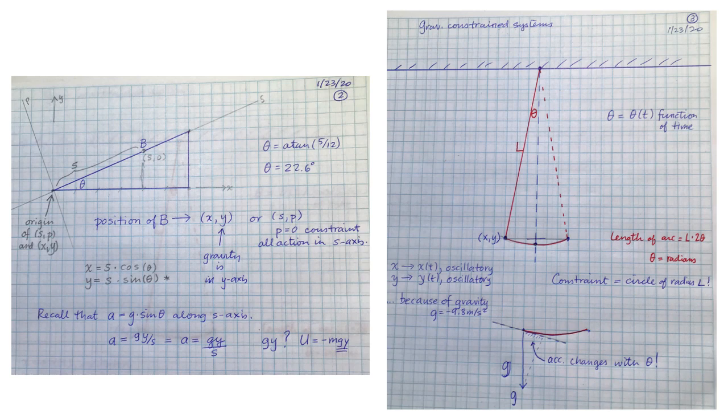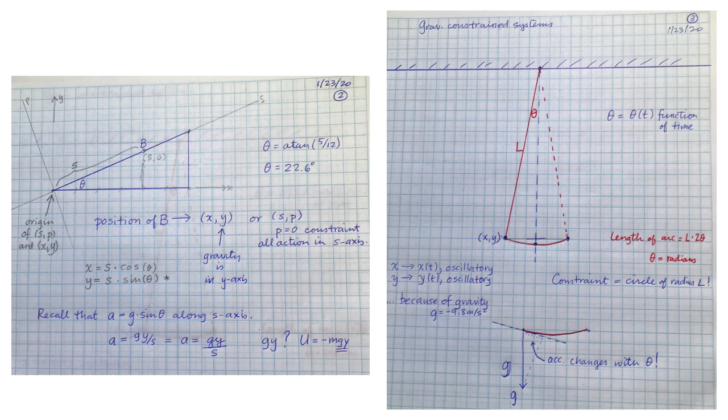Remember, and I'll just write down here, I'll write it in blue in ink. Recall that the A, the acceleration along the x-axis, is g times the sine of theta along the s-axis. So that's equal to, so y is g times the sine of theta. Sine of theta is y over s.